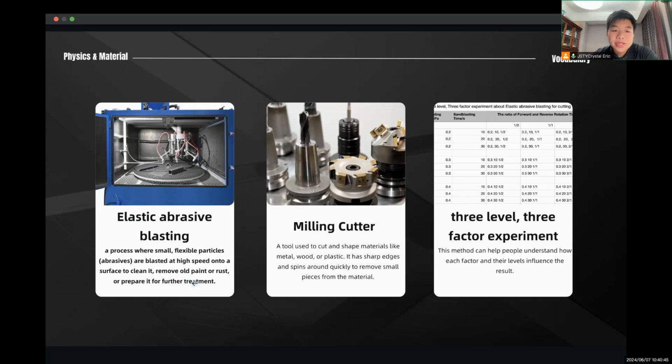Firstly, elastic abrasive blasting. It is a process where small flexible particles are blasted at high speed onto a surface to clean it. Secondly, the milling cutter is a tool used to cut and shape materials like metal, wood, or plastic. Finally, the three-level three-factor experiment, which is a method I use for my own research. This method can help people understand how each factor and its levels influence the result.